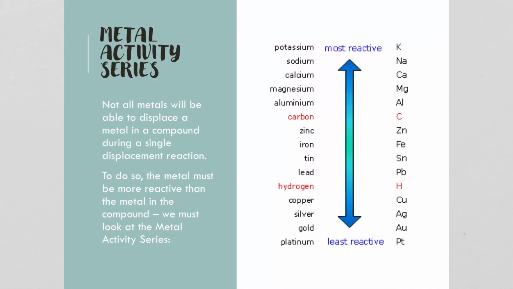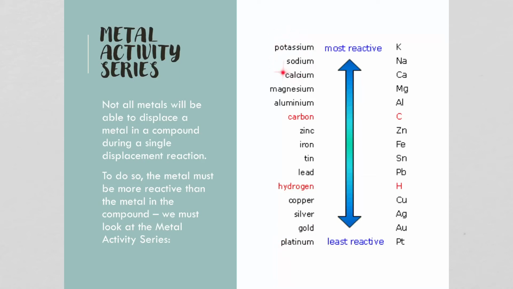But not all reactions will occur. Not all metals are going to be able to displace the metal that's in the compound during the reaction. To be able to do it, the metal must be more reactive than the metal in the compound. So you have to look at the metal activity series. This series is showing us that anything near the top is more reactive than the ones down here. So it kind of makes sense. These metals down here, silver, gold, platinum, we use them in jewelry. The reason why we use them in jewelry is that they don't react. They're non-reactive metals, and silver tarnishes, so it does react some, but gold and platinum do not. So they're the least reactive.